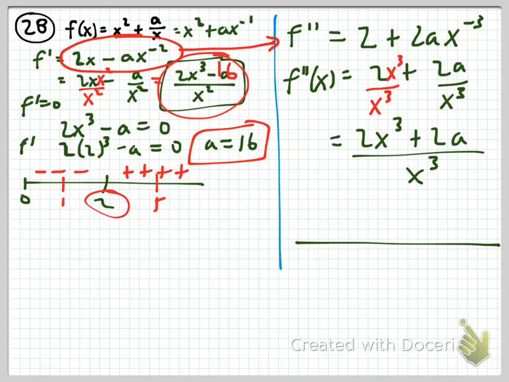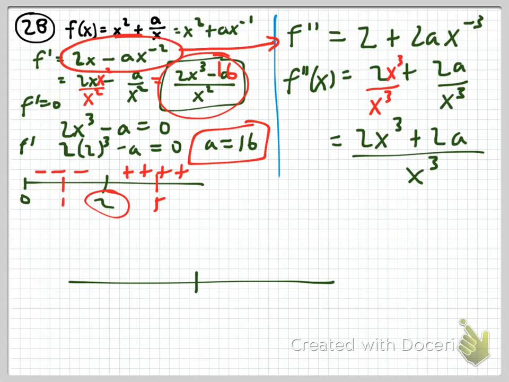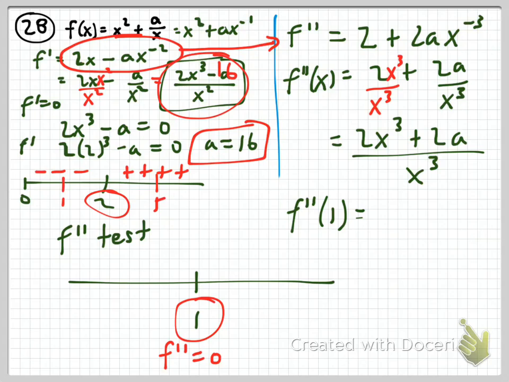Keep in mind we need a point of inflection at x equals 1. Okay, so that means we let x equal 1. Let me draw it over here. We need a point of inflection for the f double prime test at x equals 1, and therefore at x equals 1 the function is continuous, the second derivative is continuous, but what we need though is for the second derivative to equal 0 for us to have a point of inflection, and so we're going to replace x with 1, f double prime of 1 must equal 0, but let's put the 1 in, 2 times 1 cubed plus 2 times a all over 1 cubed.